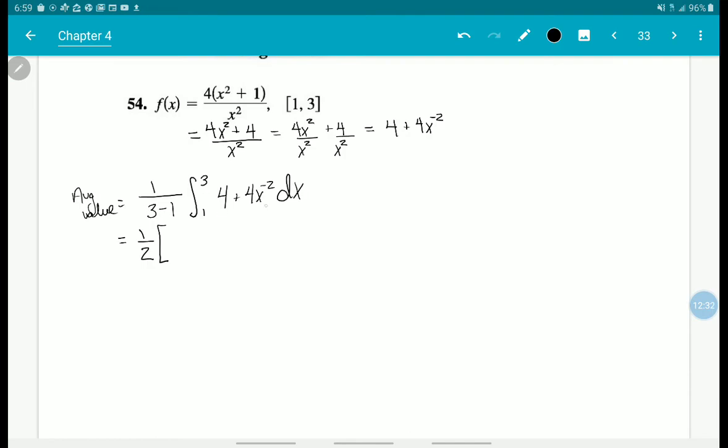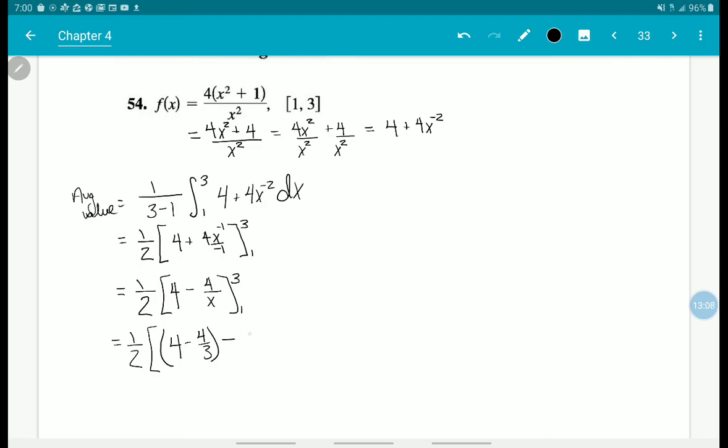Okay, what's nice is we've already simplified that before we started. So if we integrate, we're going to get 4 plus 4x to the negative 1 over negative 1. And we want to evaluate from 1 to 3. I want to clean that up before I start. So if we substitute the 3 in, we have 4 minus 4 thirds, subtract, and then we're going to substitute the 1 in.